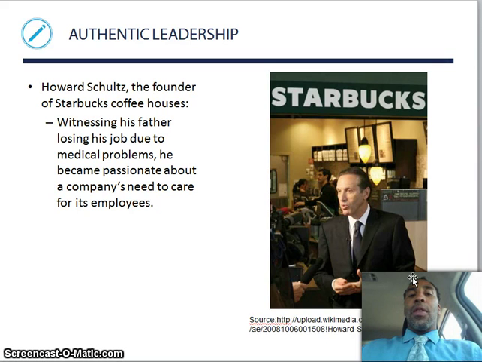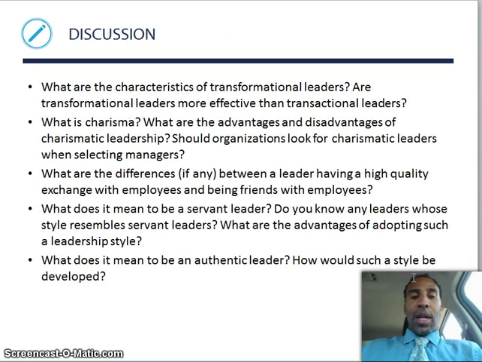Now, this is a good example for authentic leadership. Howard Schultz, the founder of Starbucks Coffee Houses, witnessed his father losing his job due to medical problems, and he became passionate about a company's need to care for its employees. Remember, we talked about him providing medical care for people who are part time or full time. And I think it's online at Arizona State, where Starbucks will pay for your entire tuition. I don't know, it's something like that, but you guys check it out.